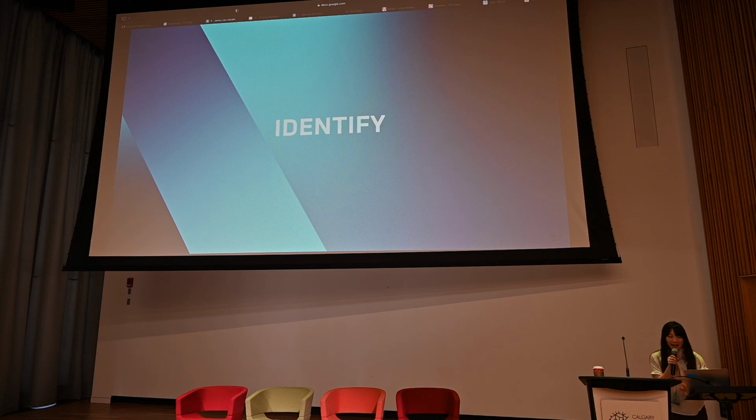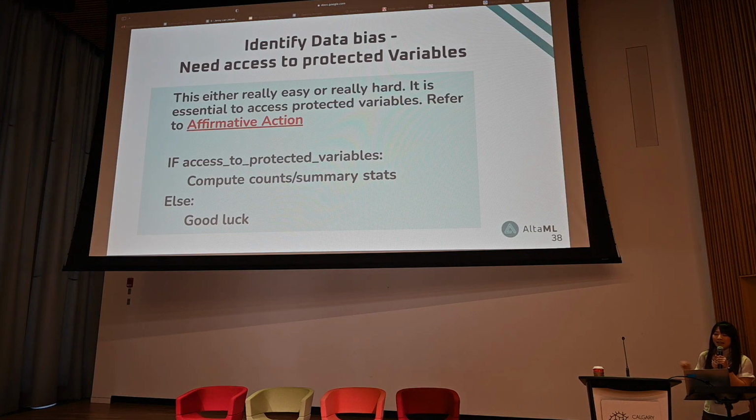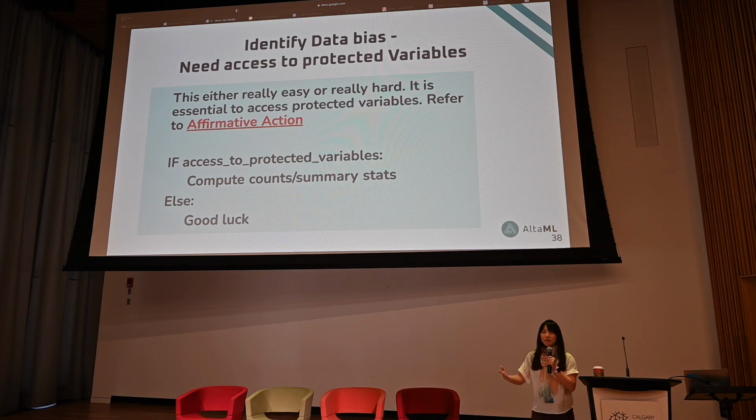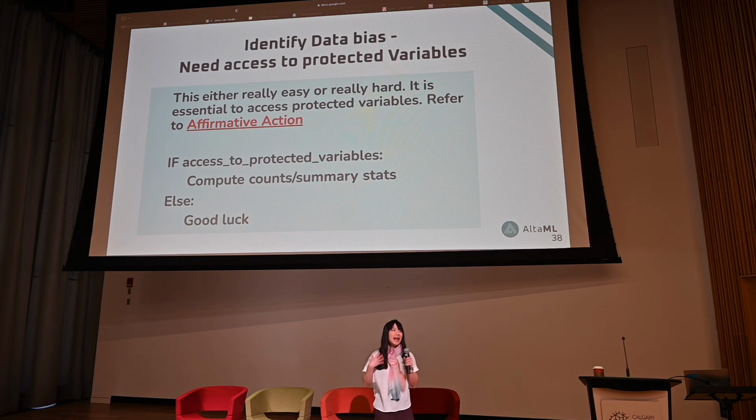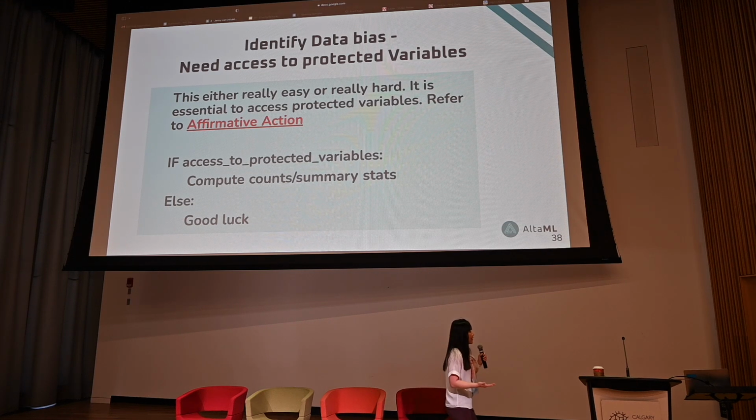Okay. So, identify. Identify data bias. This is before you build a machine learning model. This is either very easy or very hard. This is similar to the affirmative action we were talking about. If you're a recruiter, in order to know if you are hiring a female, you actually need to know people's gender, right? So this is the same thing. If you have access to the proxy variables, it's a lot easier to just calculate the statistics, and you can understand if the data you collected is biased or not. But if you don't have access to those variables, good luck.